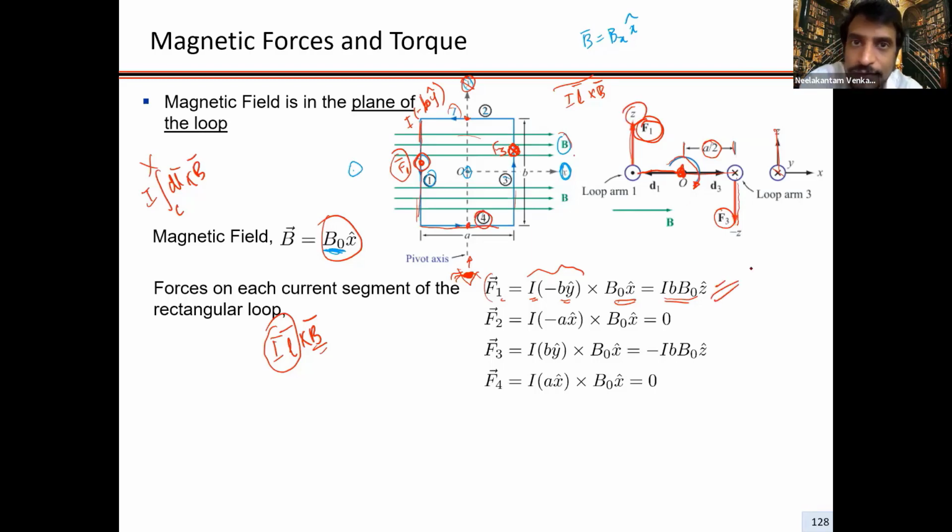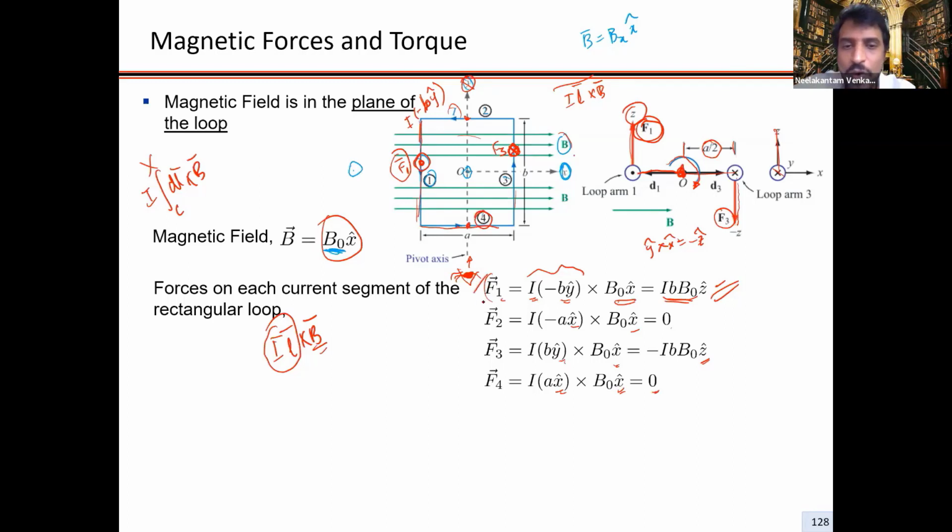Mathematically, you'll be right. If you're not convinced, use your right hand, because y cross x is negative z, and the negative becomes positive. The same with F2: x cross x is going to be 0. The same with F4: x cross x is equal to 0. For F3, you are left with y cross x, which becomes negative I b B naught z.